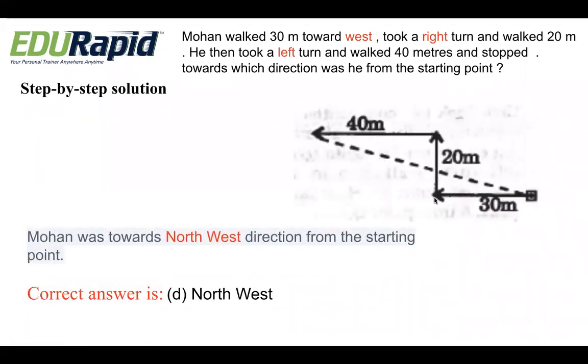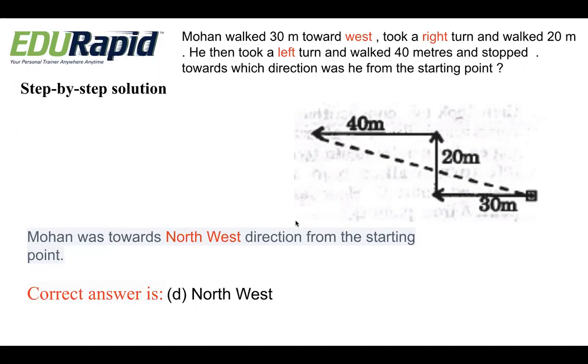Okay, so here before you look at the answer, let me explain what's happening here. The question says Mohan walked 30 meters towards west. Mohan started here, he walked 30 meters towards west, and then took a right turn. When he took a right turn, he is going north 20 meters, and then took a left turn and walked 40 meters and stopped here.